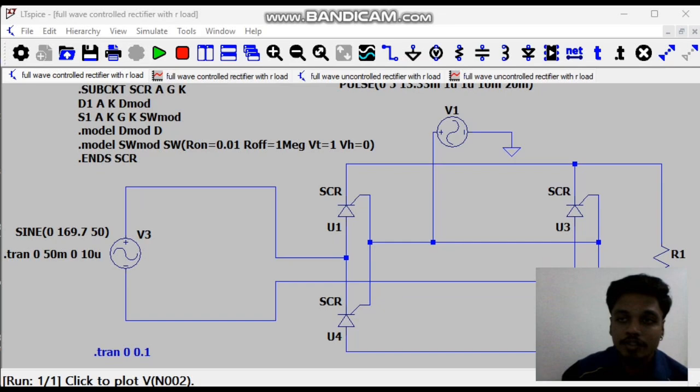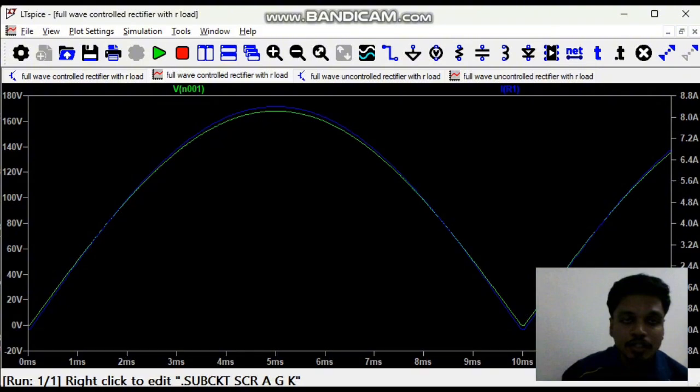First, this full wave controlled rectifier is implemented using SCRs. Looking at the output waveform, we can observe the peak voltage, which is the same as the input peak voltage. However, unlike the uncontrolled rectifier, the waveform does not start conducting at the zero crossing. Conduction begins after the firing angle, which is a delay angle.